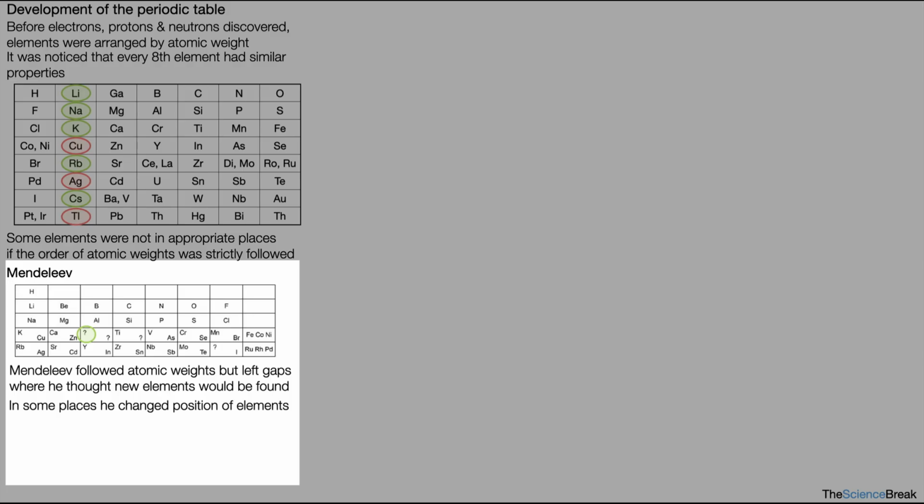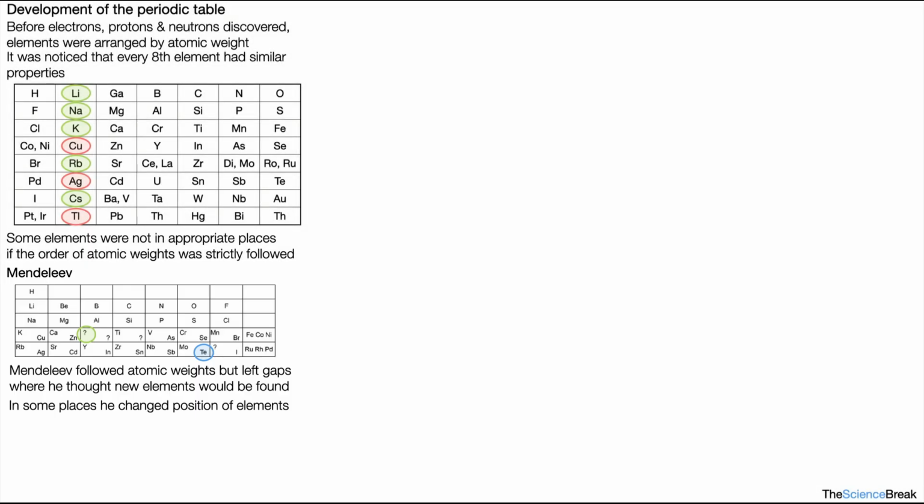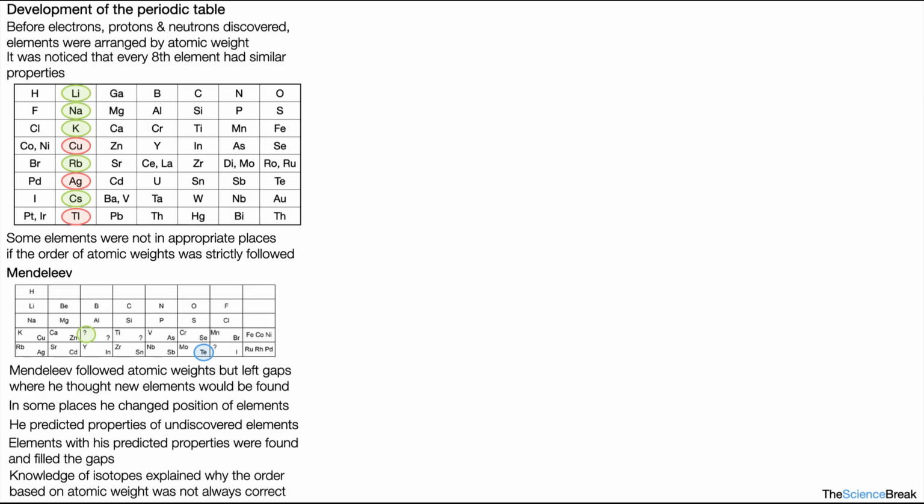In some places he changed the position of elements, for example this one here, so it matched the group more closely. He predicted properties of undiscovered elements. Elements with his predicted properties were eventually found and they filled the gaps. Knowledge of isotopes explained why the order based on atomic weight was not always correct.